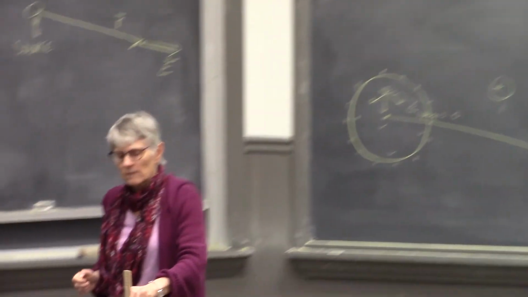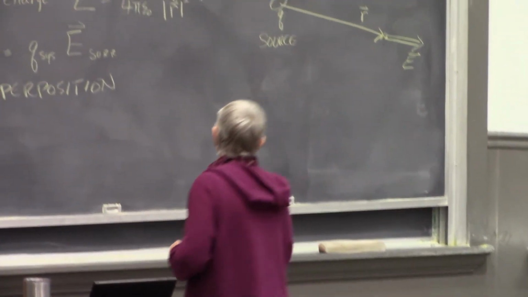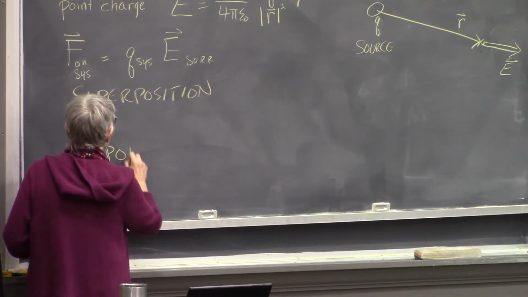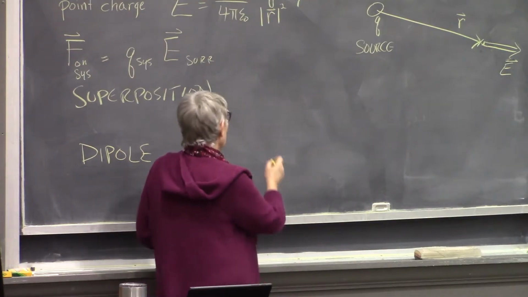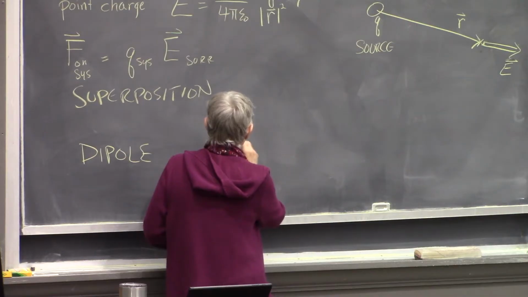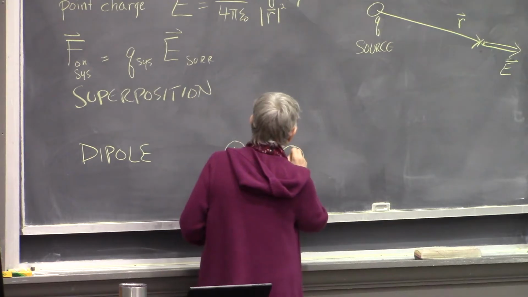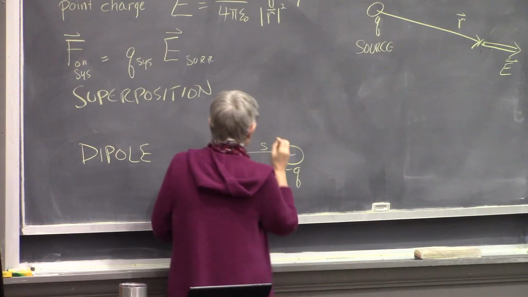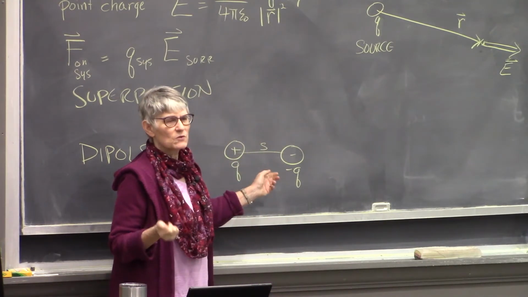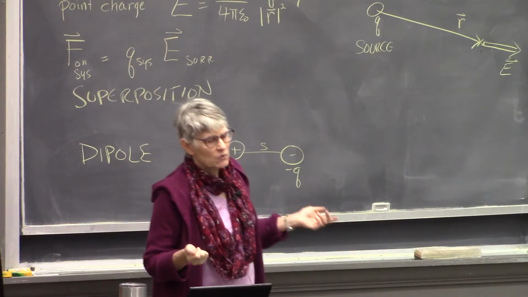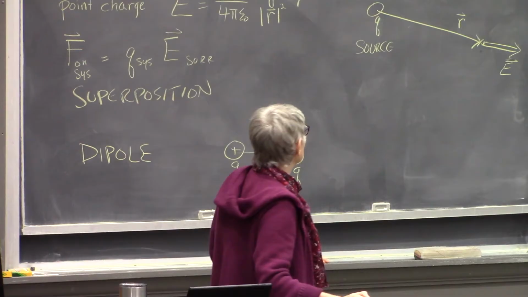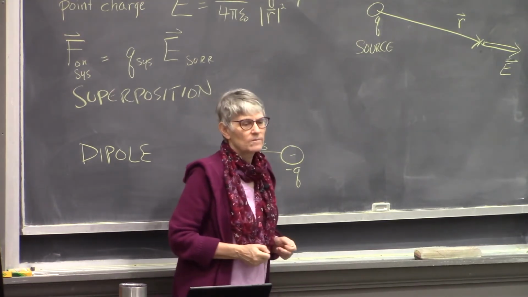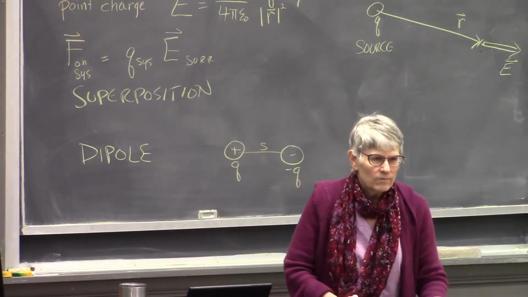Okay. So what we're going to talk about today is a simple combination of charges. It's called a dipole. And a dipole is simply two particles with equal and opposite charges, which we call plus and minus q, separated by a distance s.